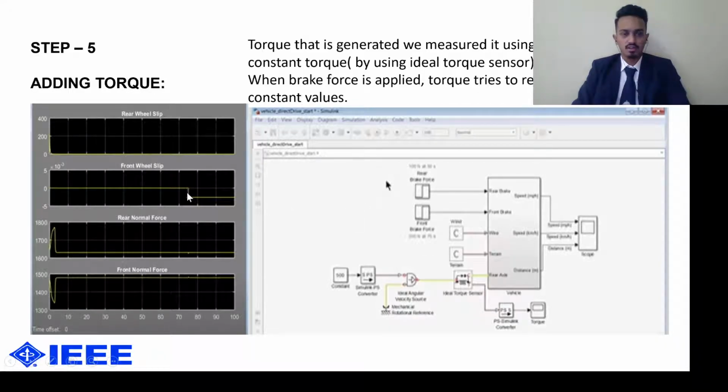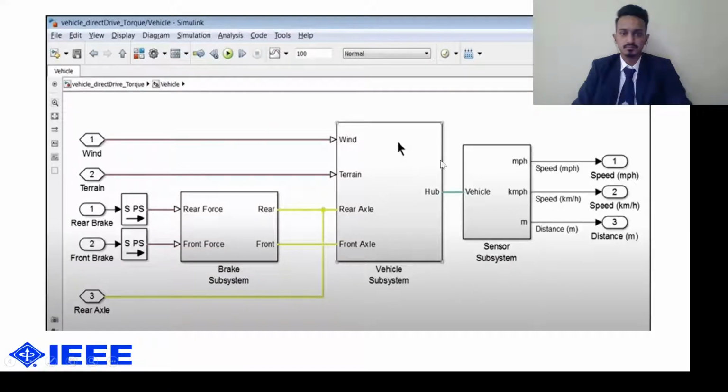Therefore, it will show us the front wheel slip and rear wheel slip, and all this can be studied. The torque that is generated is also measured and observed on the scope. When brake force is applied, the torque tries to regain its constant values again.